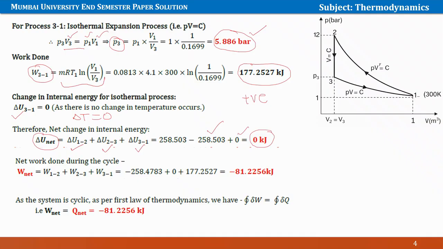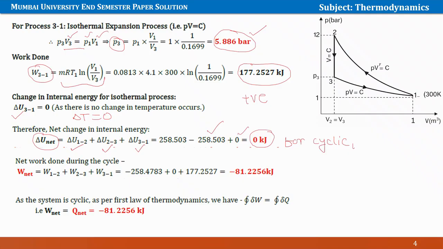Obviously, because this is a cyclic process: 1 to 2, 2 to 3, and 3 to 1. For a cyclic process, the change in any point function becomes 0. Here the internal energy is a point function. That's why its value becomes 0.